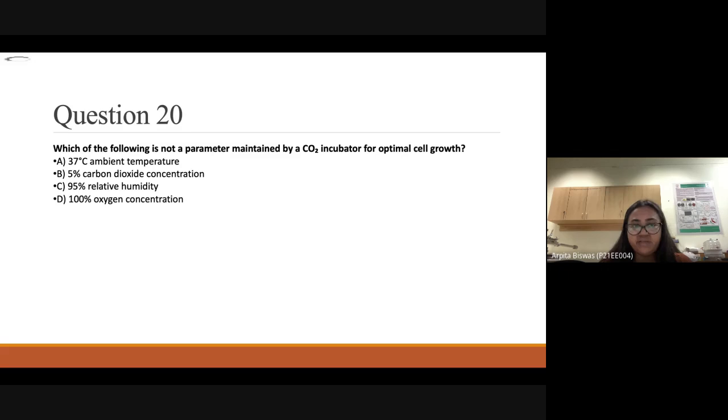Which of the following is not a parameter maintained by a CO2 incubator for the optimal cell growth? So first option is the 37-degree ambient temperature. Next, 5% carbon dioxide concentration. Option C is the 95% relative humidity. And option D is the 100% oxygen concentration. So which one is the right answer?